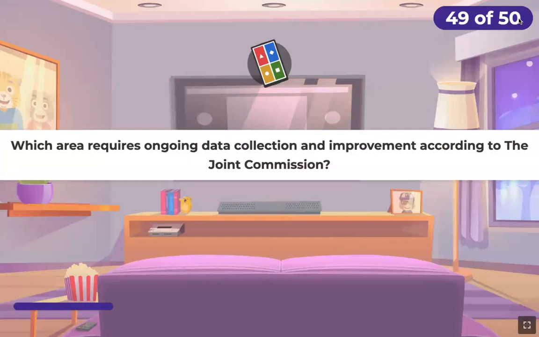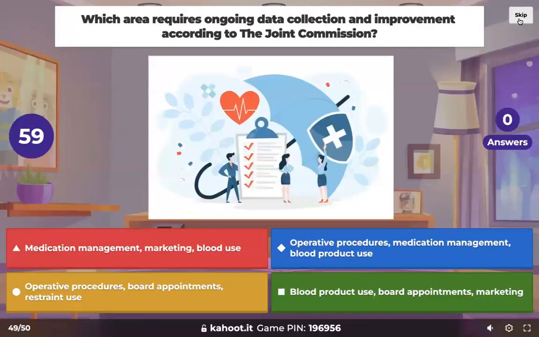All right, and this is going to be our last question. Which area requires ongoing data collection and improvement according to the Joint Commission? This is within the Joint Commission. I hate these questions, but they are on the RHIA. Which area?